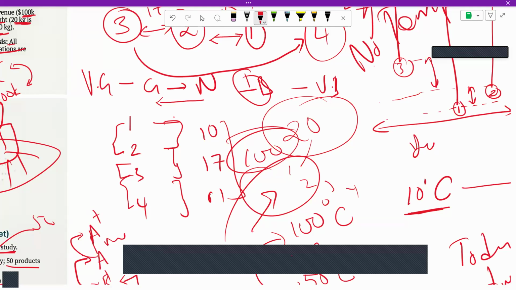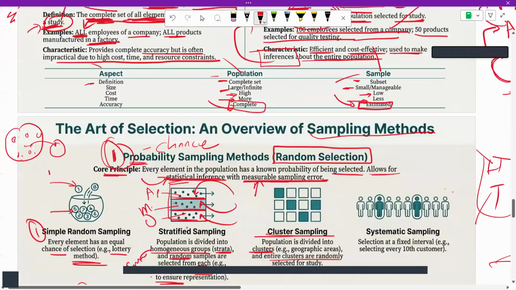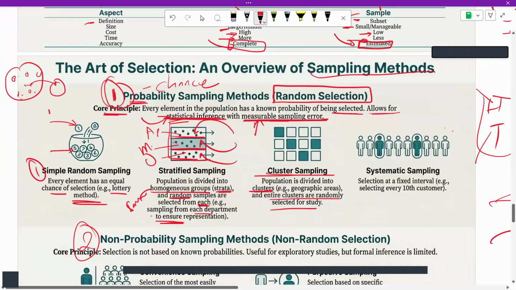So that is what we call cluster sampling. The population is divided into clusters, and entire clusters are randomly selected for the study. Only one, pick one or two. So here it is a population. We cluster based on some basis, and we choose clusters randomly. That is cluster sampling.